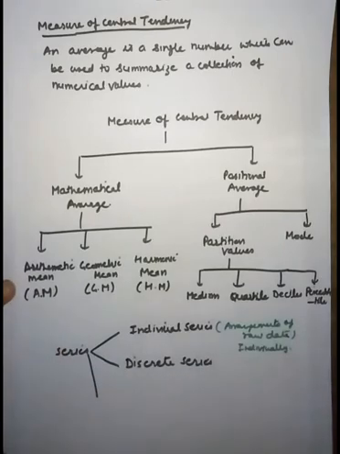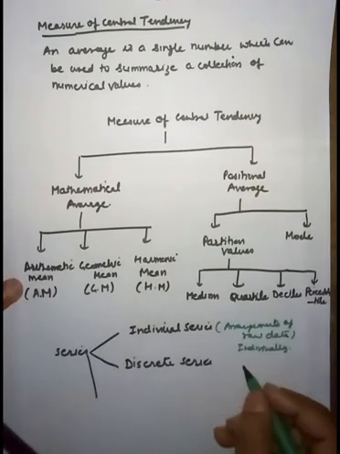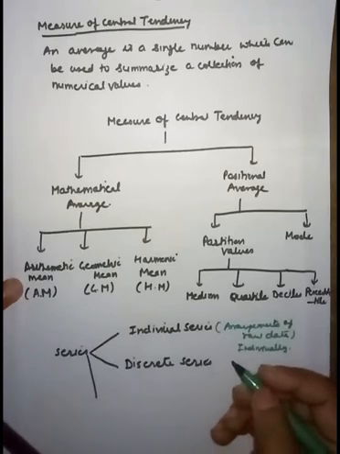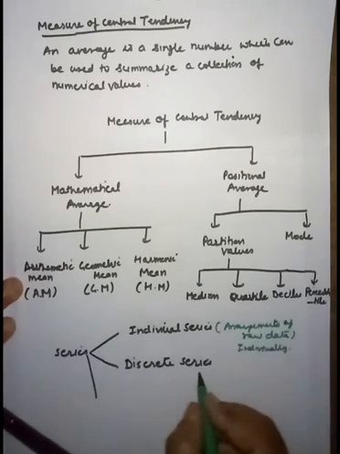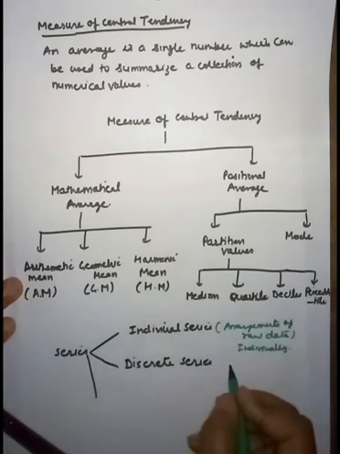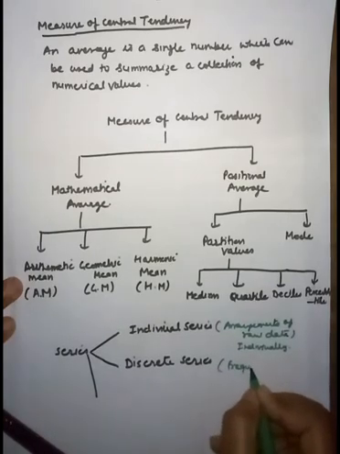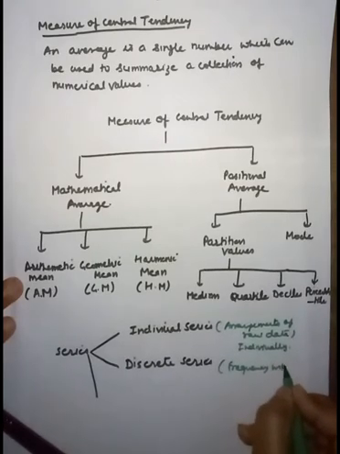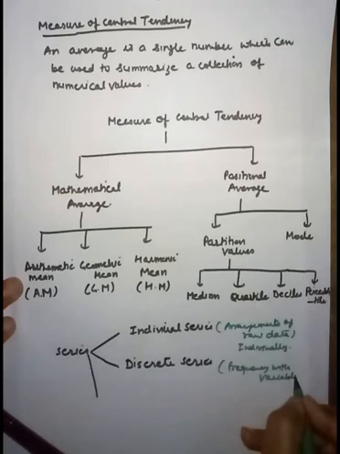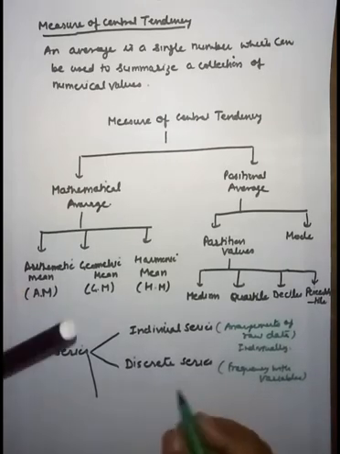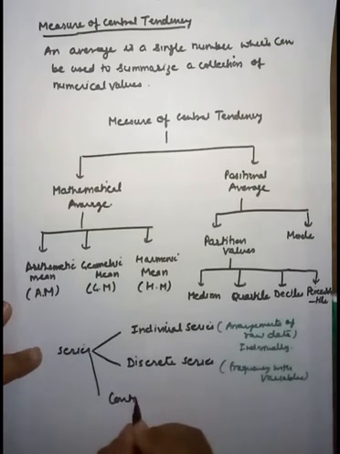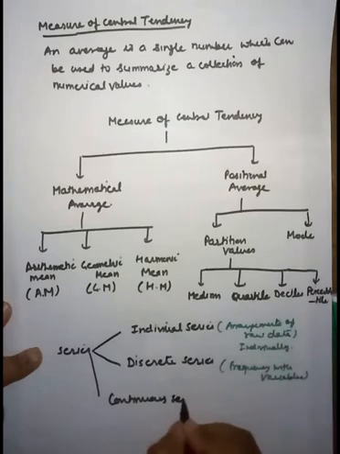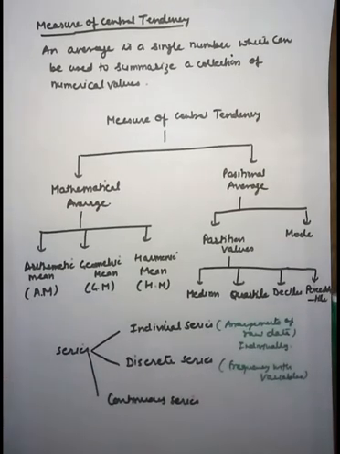Discrete series means where the frequencies of variable are given, but the variable is without class interval. It means frequency with variable is given without class interval. In short, you can say frequency with variables, but variables are without the class interval. And third one is continuous series.